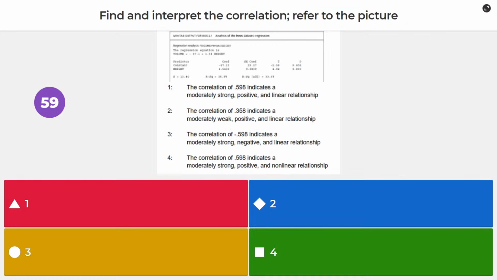All right, on to the next question. Here we have a picture with our answers, and our task is to find and interpret the correlation. Once again, we're using the same computer output from the previous question and the one before that.